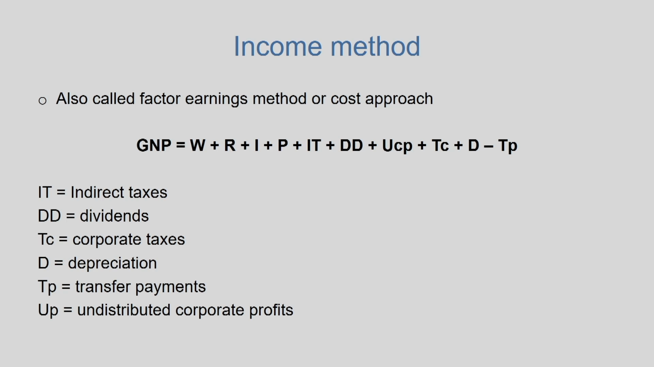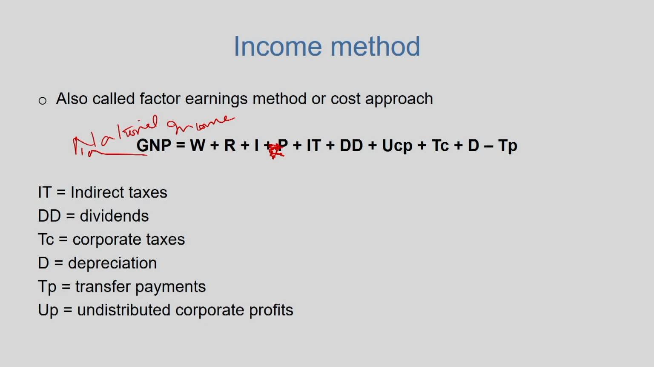All these sources of income received by the basic factors of production are added to get the national product. Profit is treated as an earning over cost item. So, according to the income method, national income or gross national product is an addition of wages plus rent plus interest plus profits plus indirect taxes plus dividends plus undistributed corporate profits plus corporate taxes plus depreciation minus transfer payments.